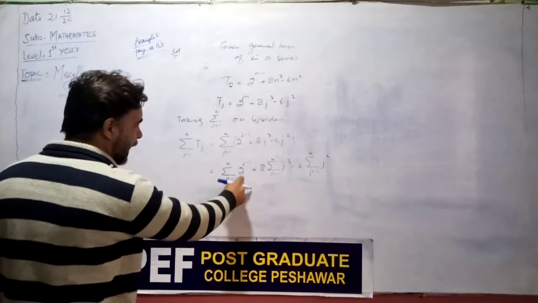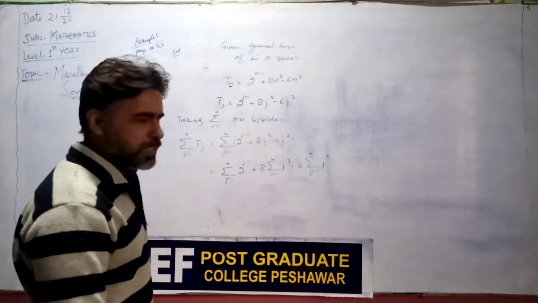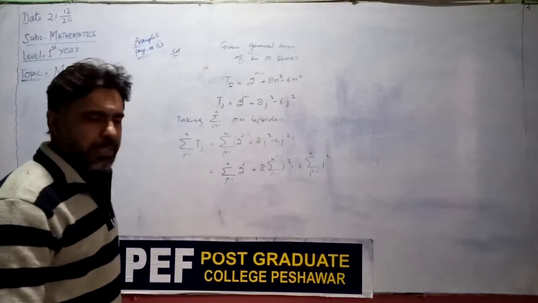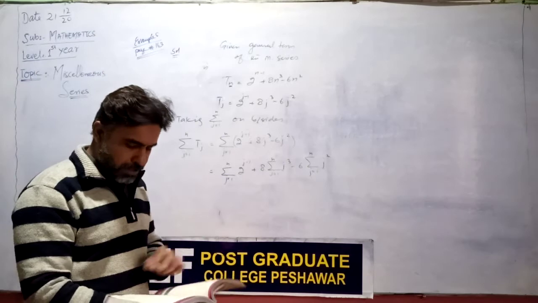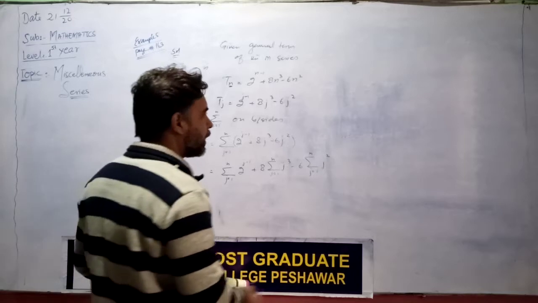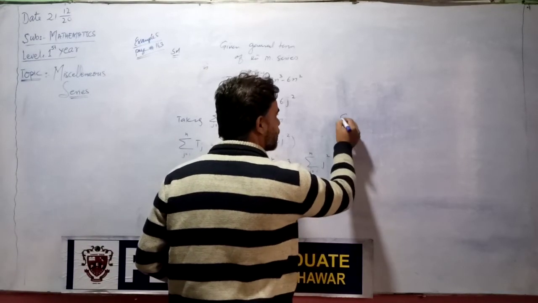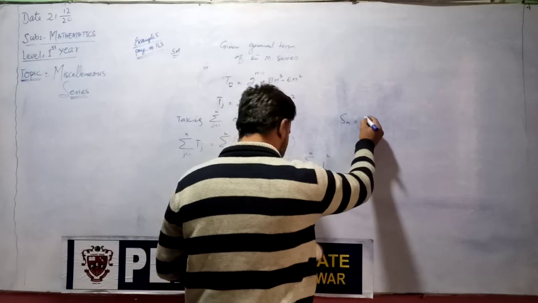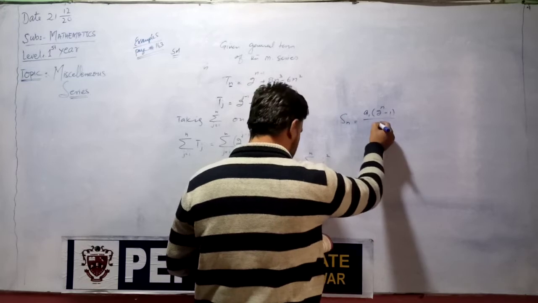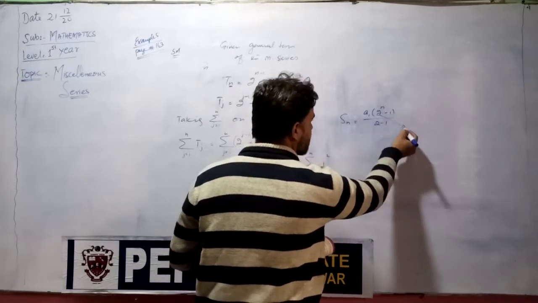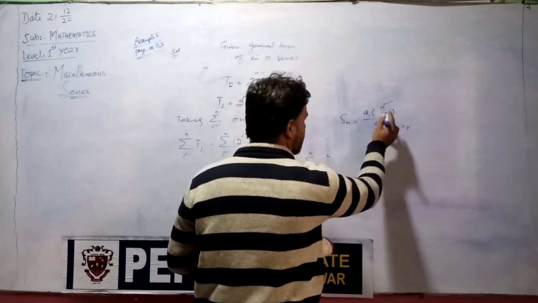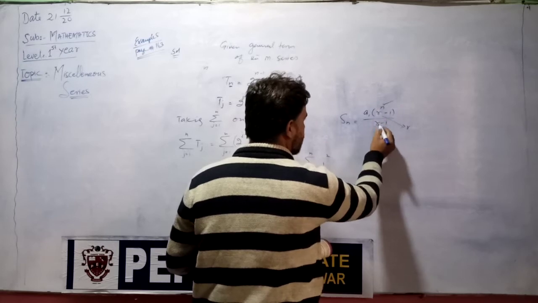But you can see here this is actually a geometric series. If you look at this series separately, this is a geometric series, and for the summation of a geometric series you know that we have a formula. The geometric series summation formula is Sn equals a1 times R power n minus 1 divided by R minus 1. Here R is the common ratio, n is the number of terms, and a1 is the first term.